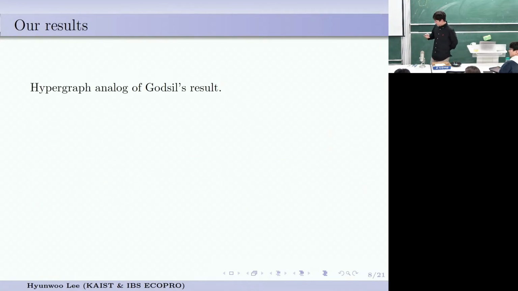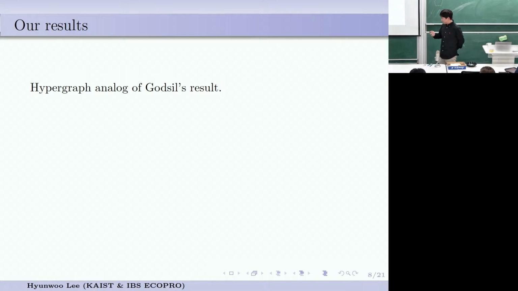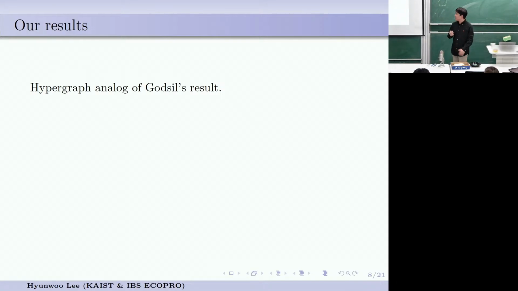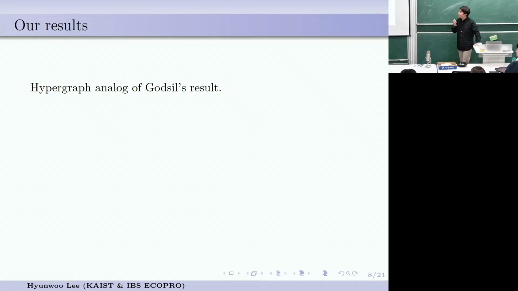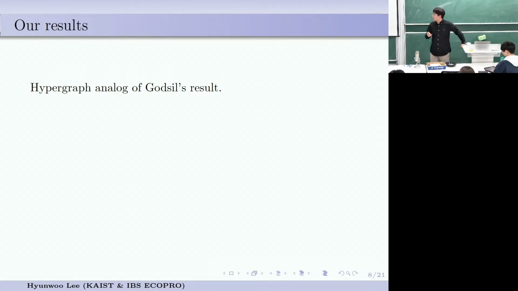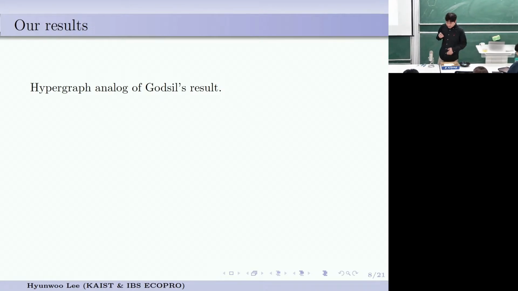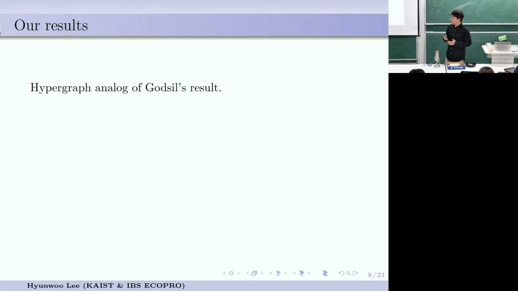Yes. Now our result is the hypergraph analog of Godsil's result. We have seen that the hypergraph analog of the reconstruction conjecture is false. But we can ask, then what about the matching polynomials? What about the number of perfect matchings in k-uniform hypergraphs? Is it reconstructible? We can ask this type of question, and our result is indeed the extension of the hypergraph analog of Godsil's result.